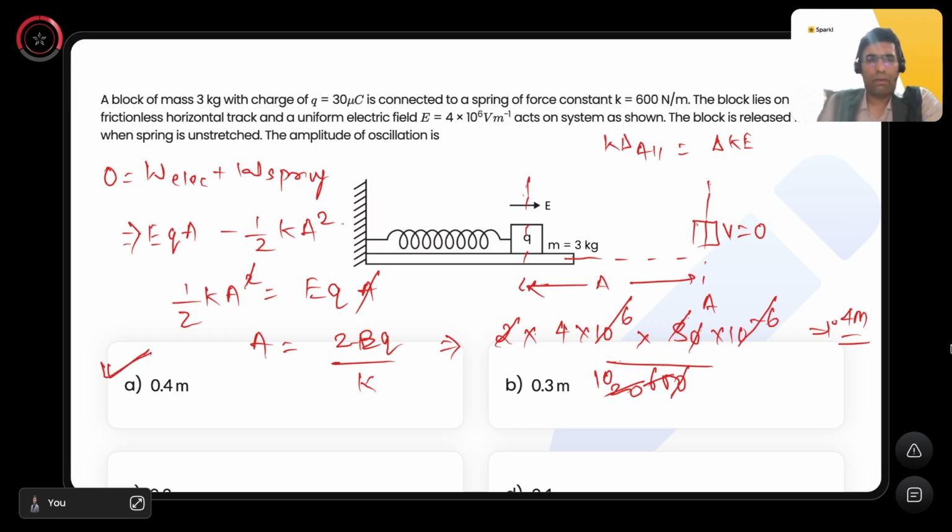Now we have to find the amplitude. This is the maximum displacement from the natural length. So the mean position will come somewhere here, and this is the extreme position; this distance is what we have found. This is not basically the amplitude, this is the distance from the natural length till the extreme position. Now the equilibrium position will come somewhere in the middle, so the amplitude will be 0.2 meter only.